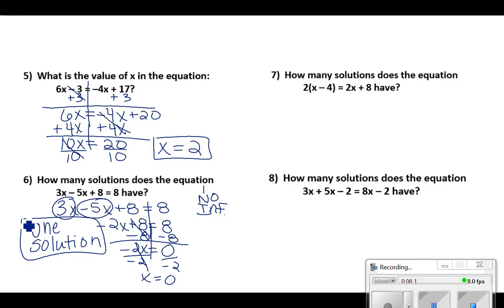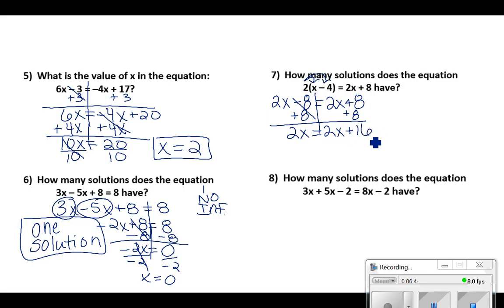Question 7. How many solutions does the equation 2 times x minus 4 equals 2x plus 8 have? Let's distribute first. 2x minus 8 equals 2x plus 8. I'm going to add 8 to both sides. And I get 2x equals 2x plus 16. It should start to look a little weird.